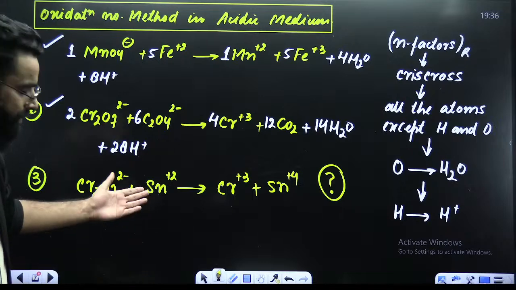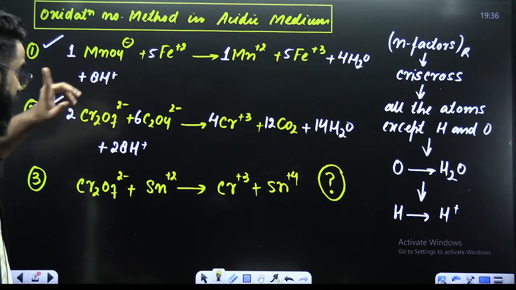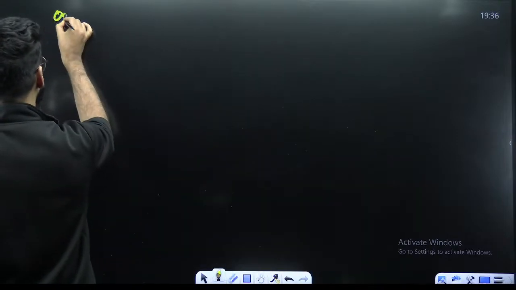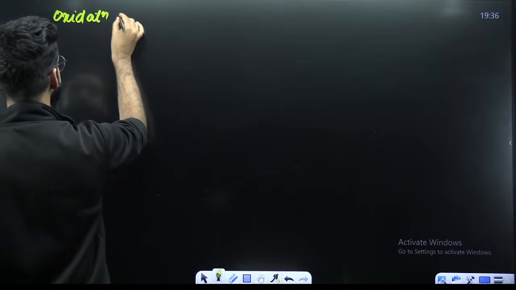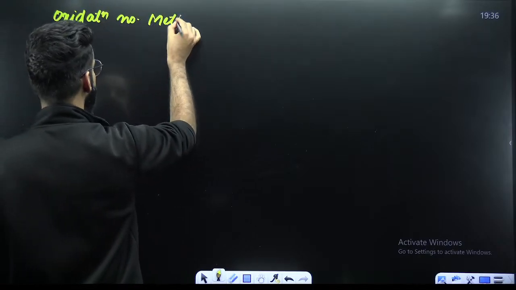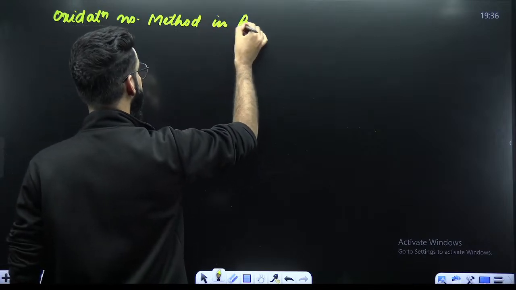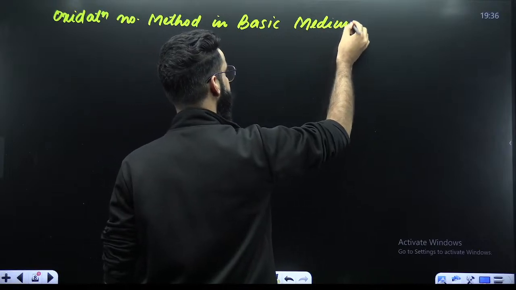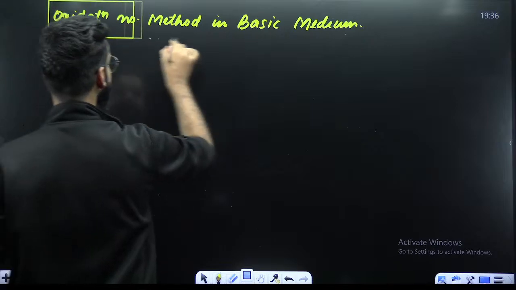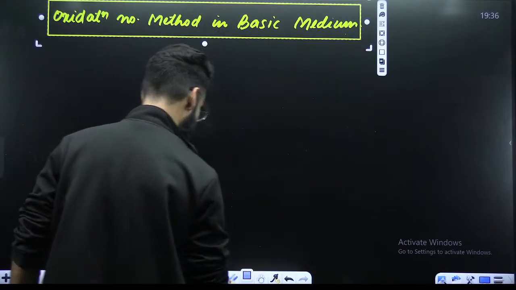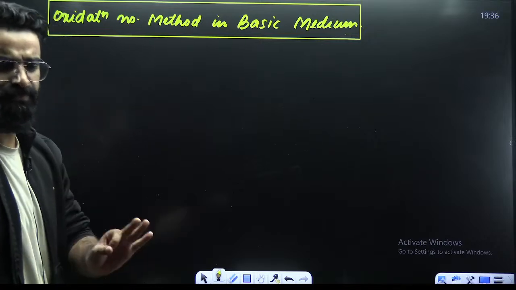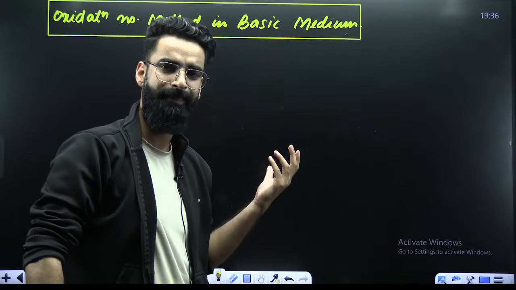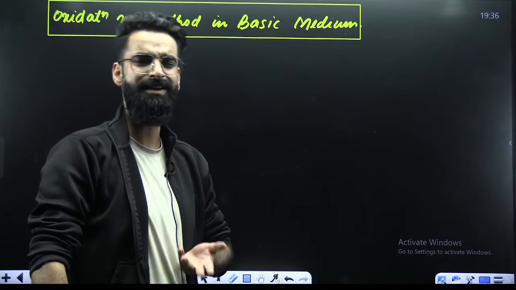Perfect. Now, people, this was your oxidation number method in acidic medium. Now let's talk about the same oxidation number method in basic medium. So what are the steps here? The steps are almost similar. There are few changes, that's it. How can you find whether the reaction is in acidic or basic medium? It will be mentioned in the question, whether the reaction is taking place in acidic or basic medium.